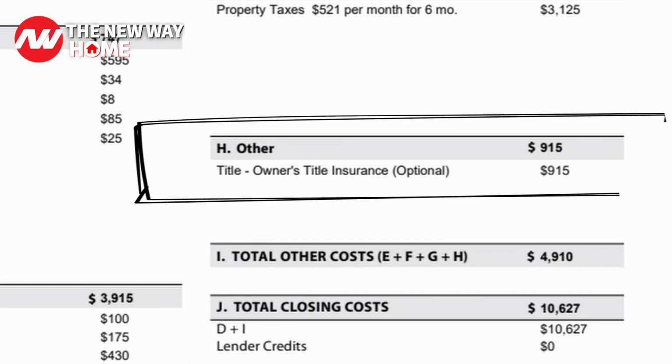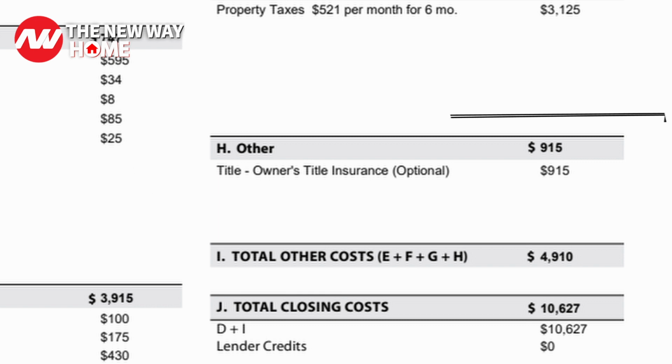Section H, they list this as other, but if you're buying a house, this is where you will always see the owner's title policy. And for whatever reason, when the government made this form, it says optional in parentheses. Guess what? It is not optional. So that comes up as a question all the time, drives me nuts, but I don't make these forms, guys. So this is also where if you had a home warranty or like additional homeowners association fees, stuff like that, they would show up in this section.